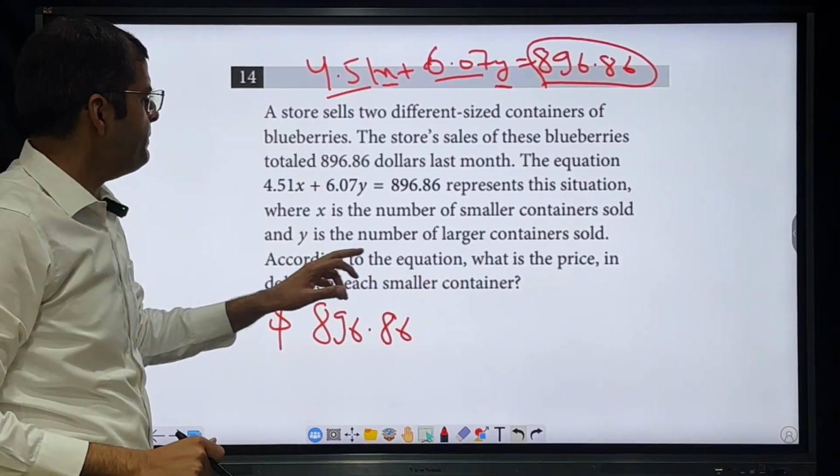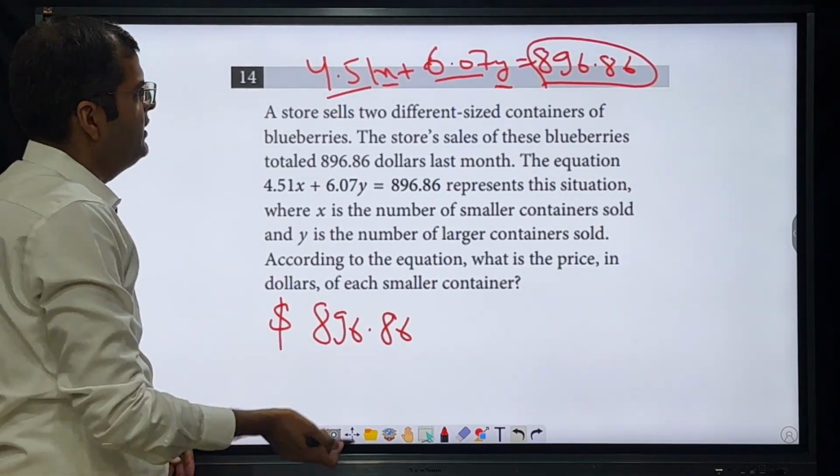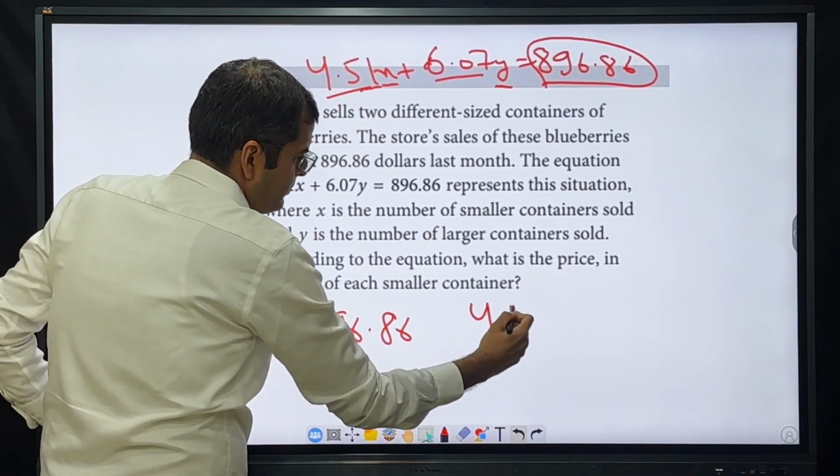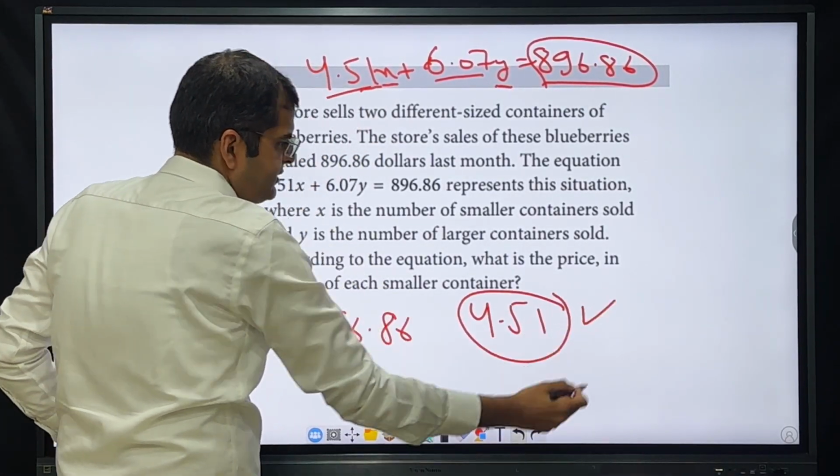According to the equation, what is the price in dollars of each of the smaller containers? We already know that each of the smaller containers has to be 4.51 from the equation. So 4.51 is the right answer here.